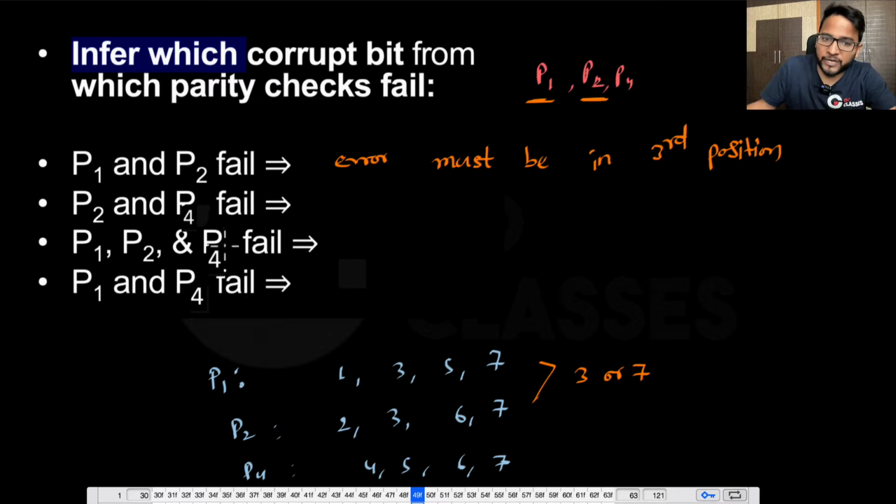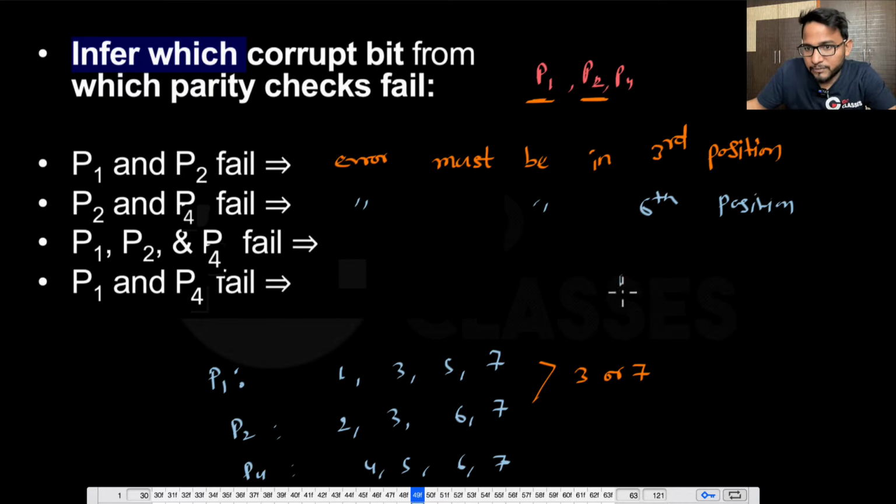Similarly, if 2 and 4 fail, which means the error is either in 2, 3, 6, or 7. So it is in 6 or 7, because 6 and 7 are common, and you are saying P1 passes, which means 7 is not having an error, then 6 must be having the error, right? 6th position.